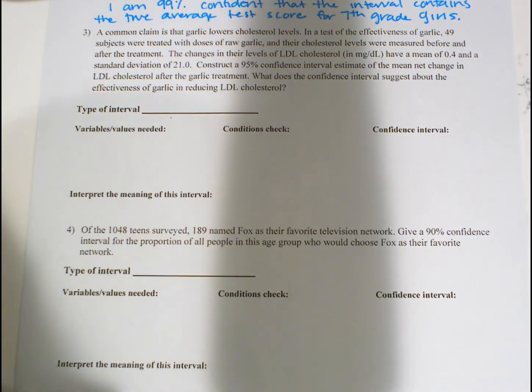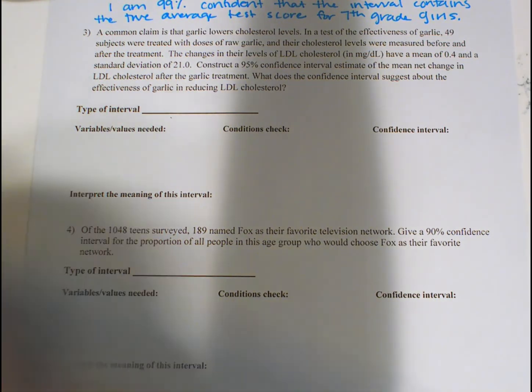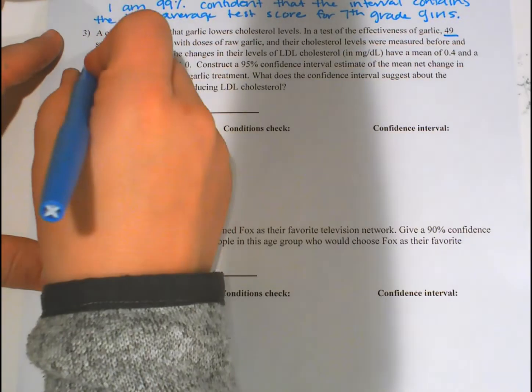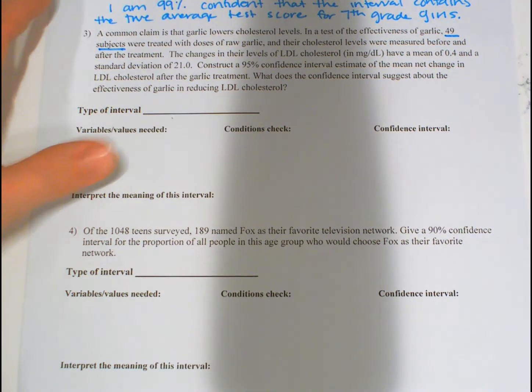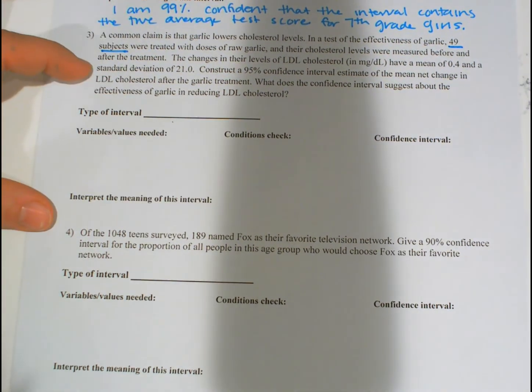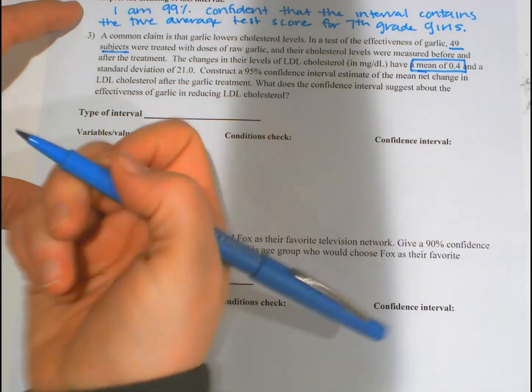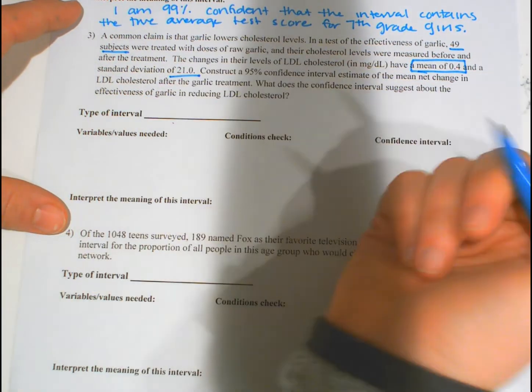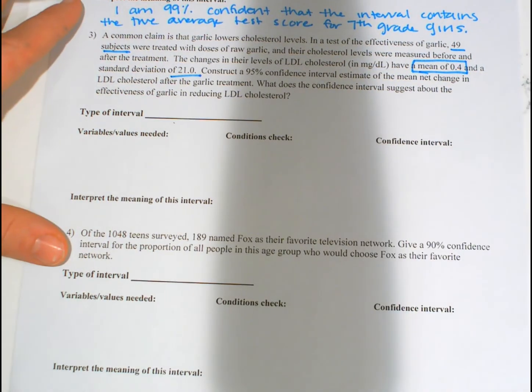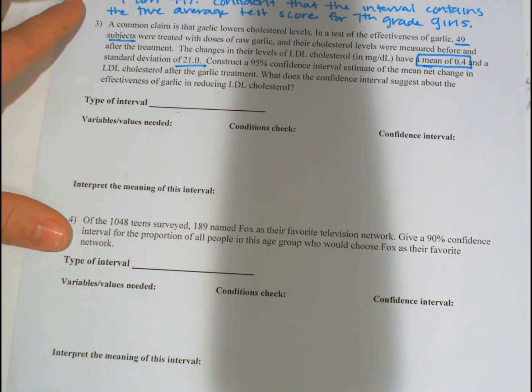A common claim is that garlic lowers cholesterol levels. In a test of the effectiveness of garlic, 49 subjects were treated with a dose of raw garlic and their cholesterol levels were measured before and after the treatment. The changes in their levels have a mean of 0.4 and a standard deviation of 21. Construct a 95% confidence interval to estimate the mean net change in cholesterol after the garlic treatment.